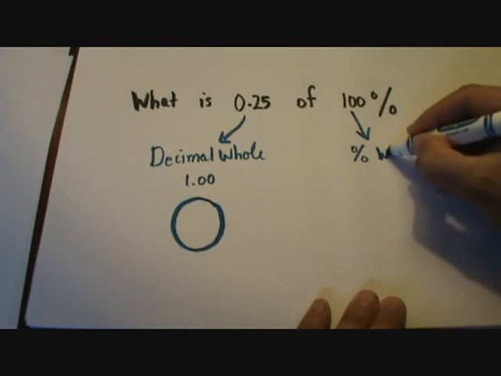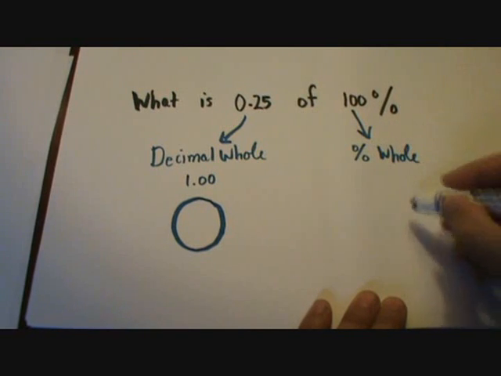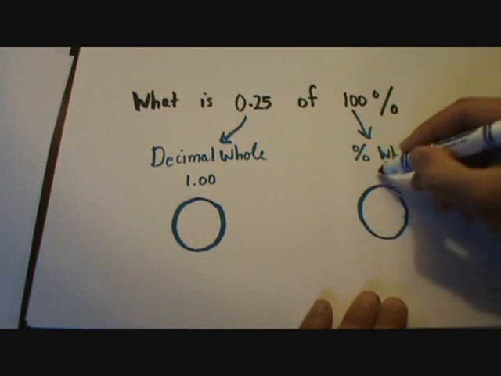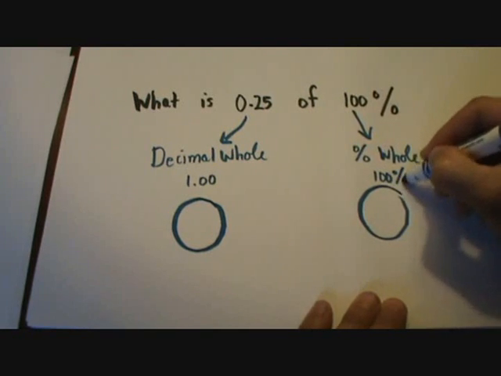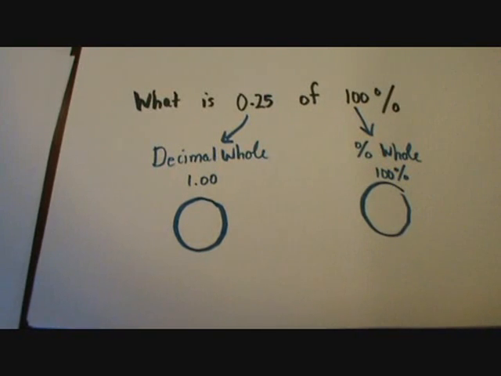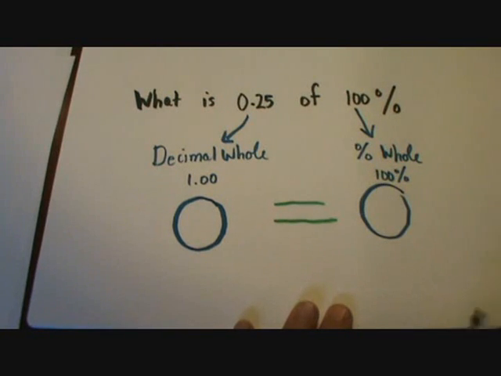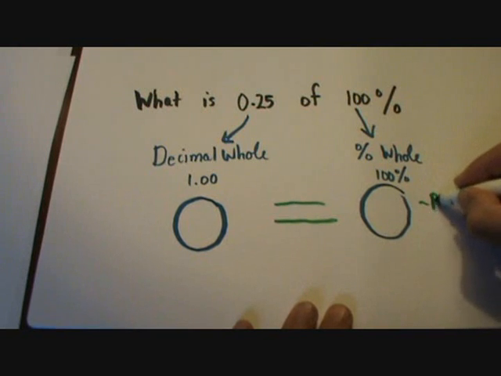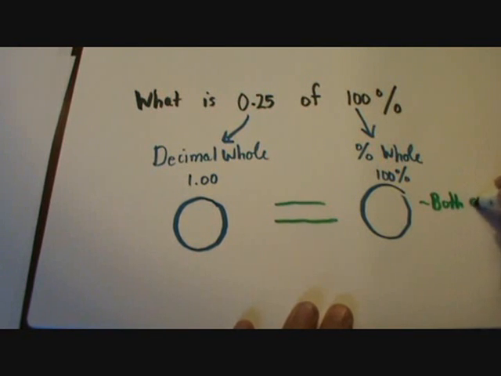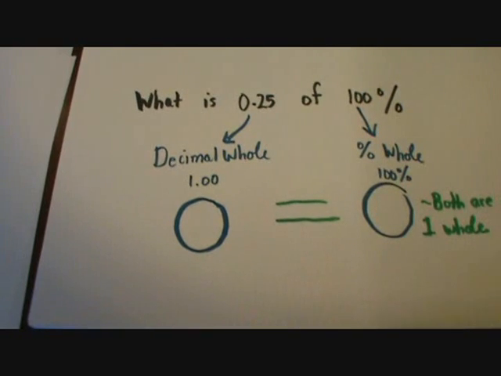Now, don't forget, because they both represent one whole, they're equal to each other. The only thing we have to think about to solve this problem is, how do you cut 1.00 up so that each piece is worth decimal 25? Whatever you do to that decimal side, you've got to cut up the percent side the exact same way. And when you do that, you'll be able to figure out what decimal 25 of 100% is. So let's take a look at that.